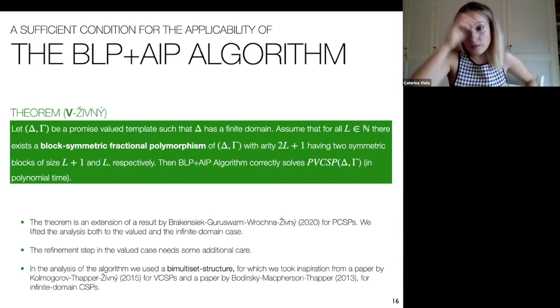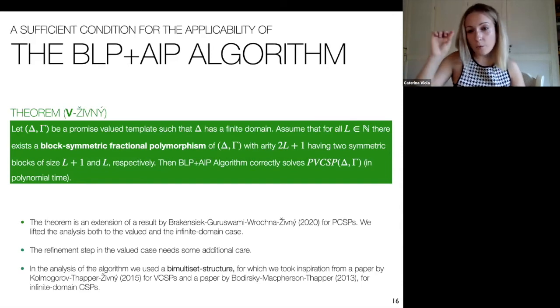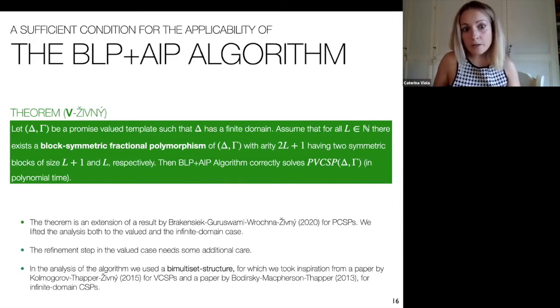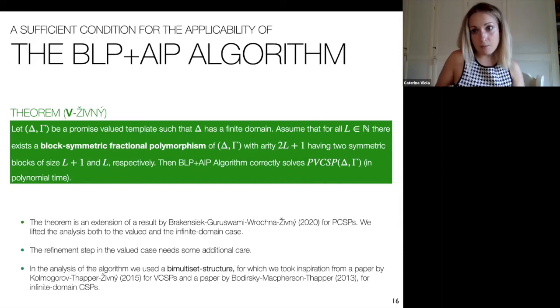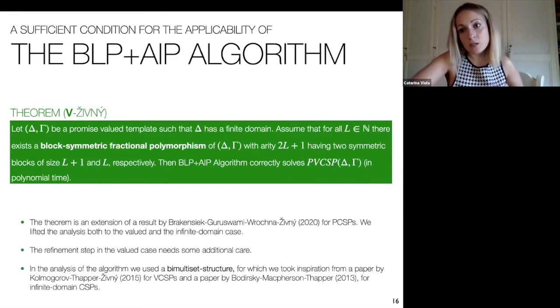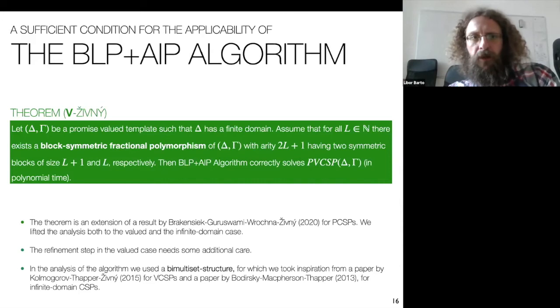What I can tell you is that here you have a little trouble because you want every operation in the support to have the same blocks. So this might be a problem, but for the tractability result it's enough to have weaker assumptions. But it's not clear that the condition implies the condition written here. Yes. Okay. And one more question.